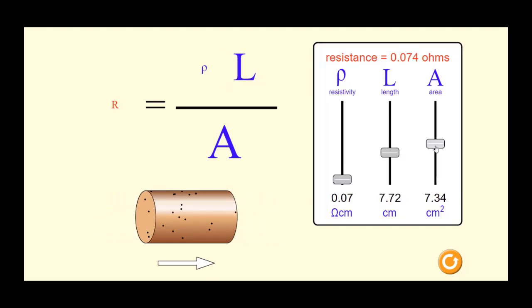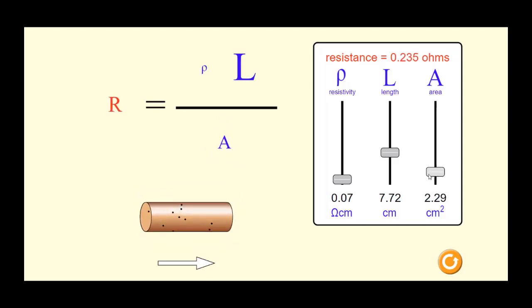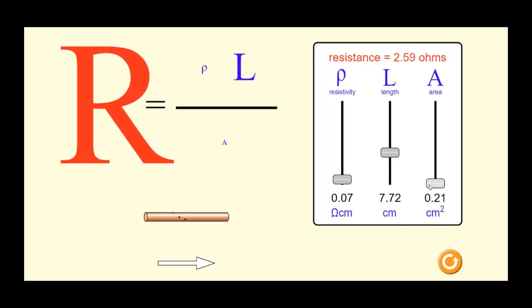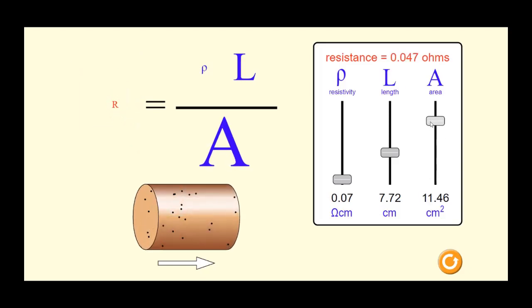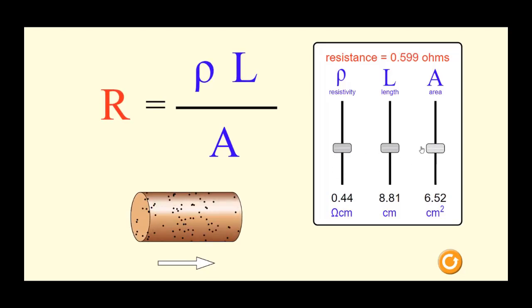The area also affects the resistance. If we increase the area, the resistance goes down because we have a bigger area for the electrons to flow through. It's like trying to run through a small culvert as opposed to a tunnel. The bigger area you have to get through, the easier it is to travel. So all three of these variables, the resistivity coefficient, the length, and the area, are factors in changing the resistance of a particular resistor.